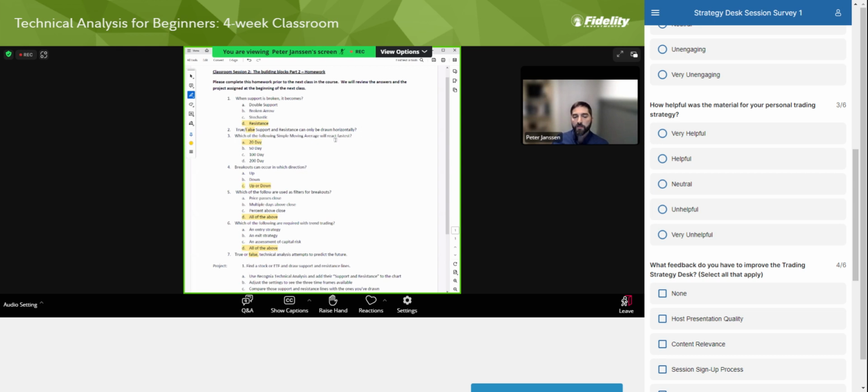Which of the following simple moving averages will react the fastest? Talked a little bit about this last time. We'll talk about it more today as we kick things off, but the answer we're looking for is a 20-day moving average. And the reason being, a simple moving average is going to be looking at those previous close prices and then taking the average of those price points that are found.